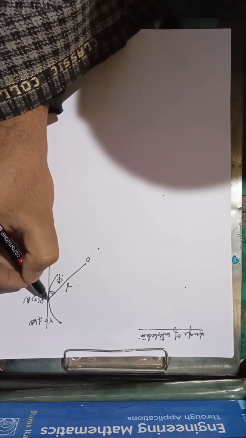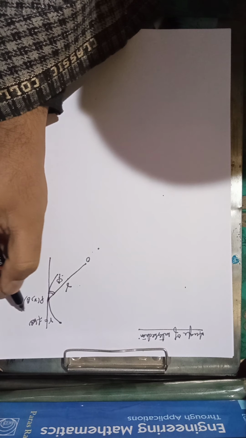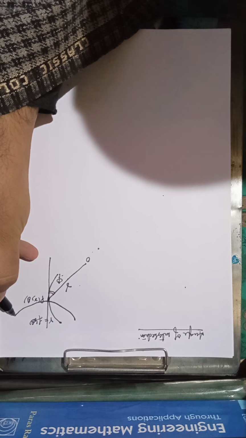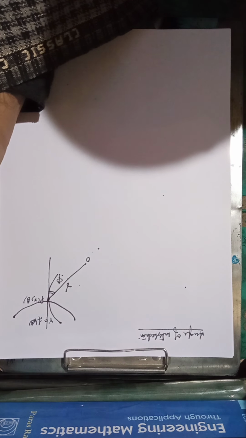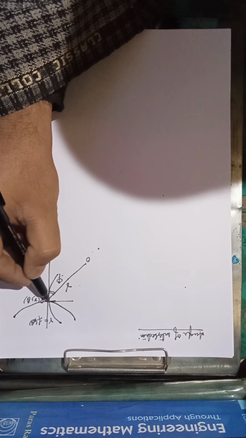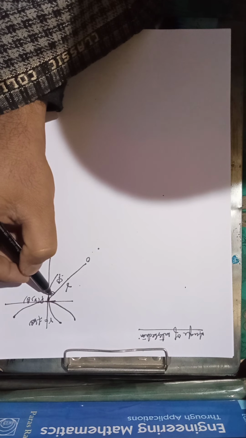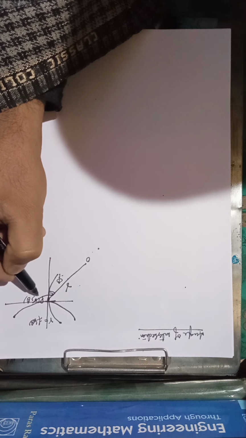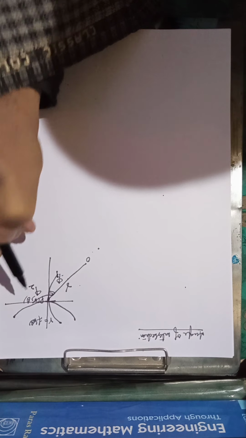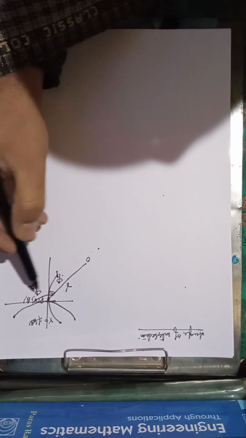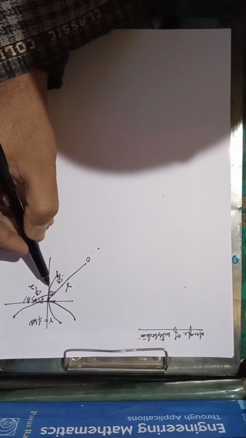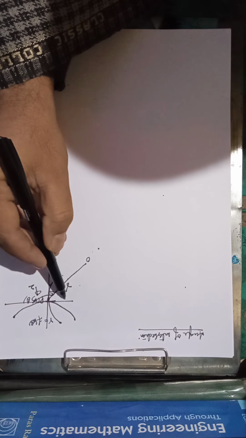Now on this point, let me intersect one more curve, say another curve r equal to some other function of theta. There will be one more tangent to the curve at this point, and one more angle between the radius vector and tangent. If I have taken this as phi 1, this will be phi 2. Phi 2 is the angle between the radius vector and the tangent, and phi 1 is the angle between the radius vector and tangent. This is tangent to the first curve, this is tangent to the second curve.